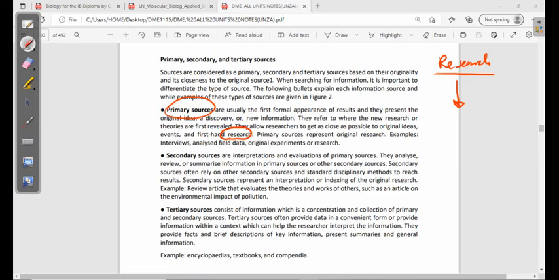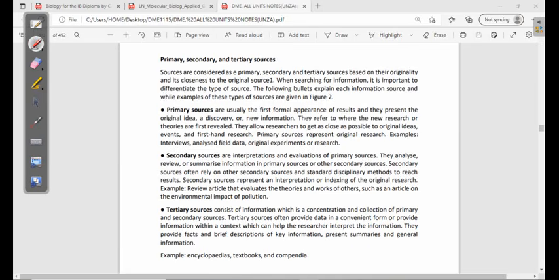when I'm making a research, when I'm using primary sources. Now, primary sources represent original research. An example is an interview, analyzed field data, and then original experimental data or research, as I gave an example about Mendel's work. So that is on primary sources of information. What are the secondary sources of information? Well, secondary sources are interpretations and also evaluations of primary sources of information. I'll refer again to Mendel's work. When Mendel did his work, it was first not accepted.